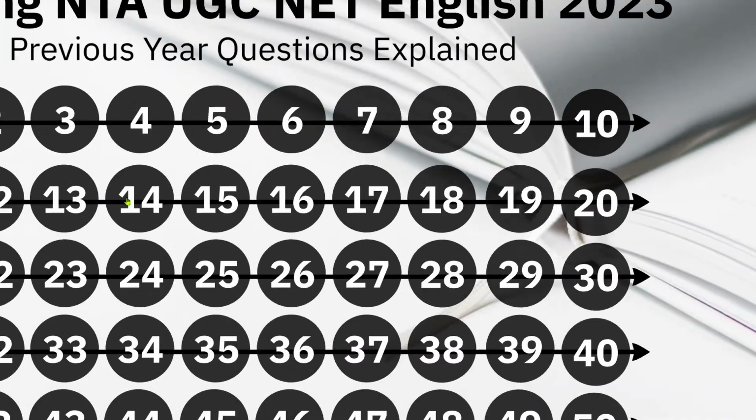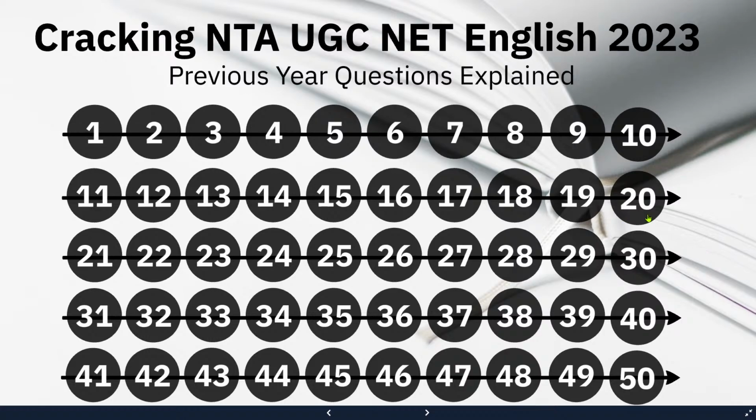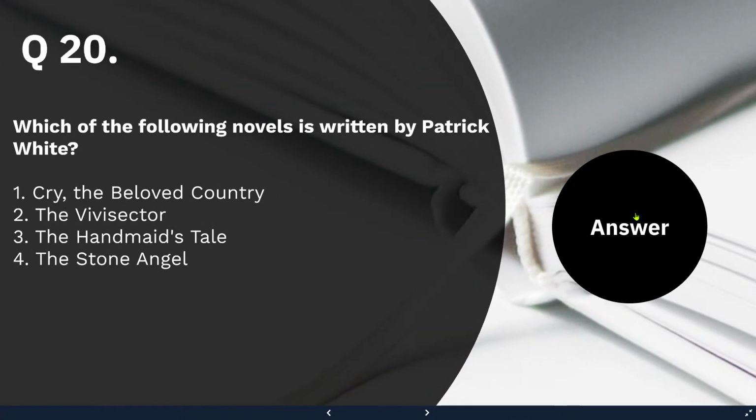And now the 20th question is on your screen, and if you know the answer, write it in the comment box. The question says, which of the following novels is written by Patrick White? If you know the answer, you can write it in the comment. Cry, the Beloved Country is the first option, and then The Vivisector, The Handmaid's Tale, and The Stone Angel.